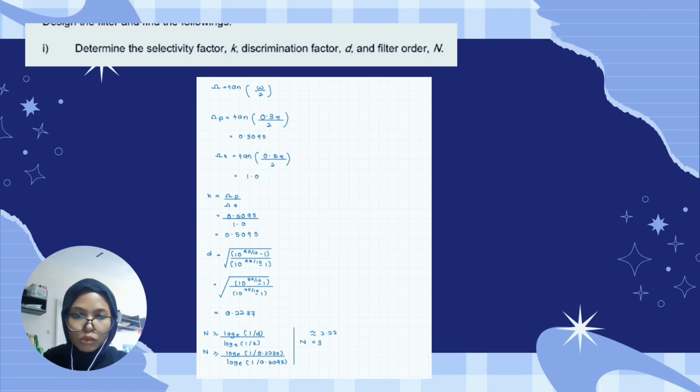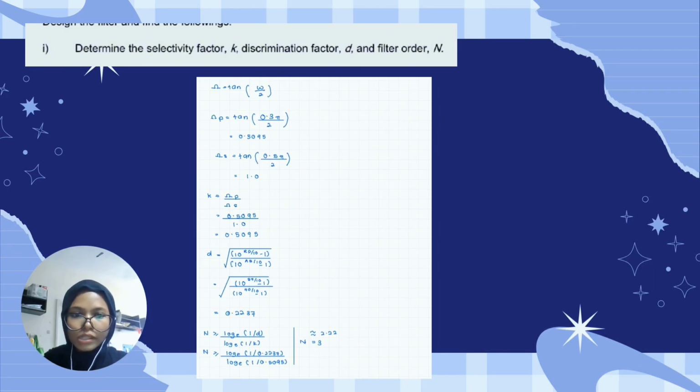This evaluates to 0.5095. Next, applying the same pre-warping formula to our stop band boundary, we get omega s equals tangent of 0.5 pi over 2. This evaluates exactly to 1. Now that we have the frequencies, we can calculate the performance metrics for the filter.